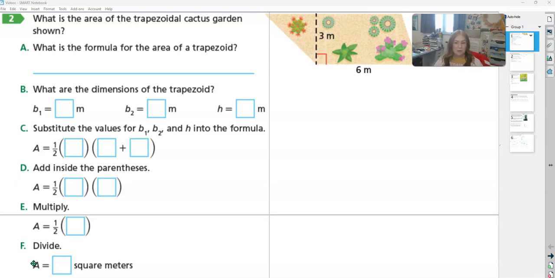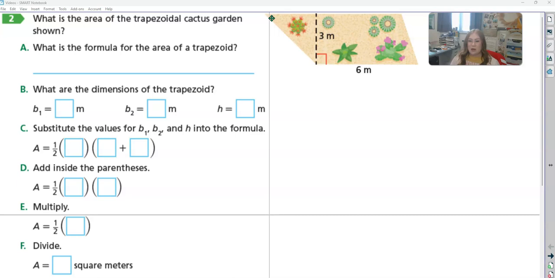For 12.3 task 2, we are going to be looking at the trapezoidal cactus garden here. So we can see that this is not a parallelogram. This line here and this line here are not the same. They're not going at the same angle. They're eventually going to intersect. So we do not have a parallelogram. It has four sides, but because these are going to intersect and it only has one set of parallel sides, we have a trapezoid.